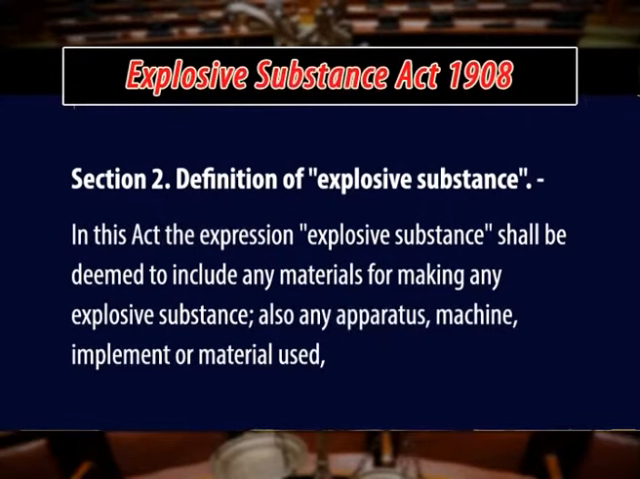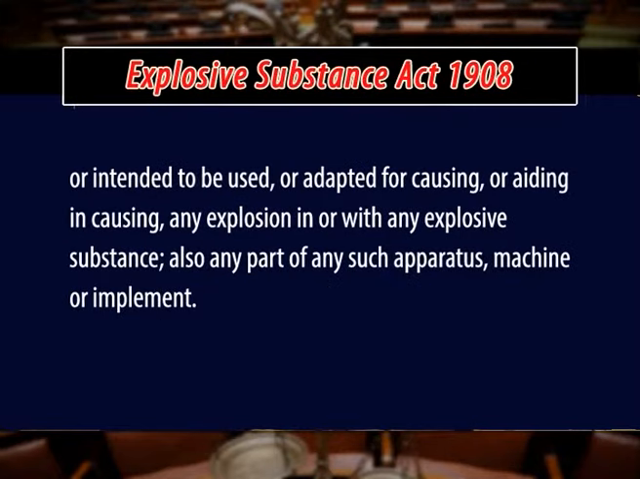In this part, we will discuss the definitions of some words as defined in the Act. Section 2, Definition of explosive substance. In this Act, the expression explosive substance shall be deemed to include any materials for making any explosive substance. Also, any apparatus, machine, implement or material used or intended to be used or adapted for causing or aiding in causing any explosion in or with any explosive substance. Also, any part of any such apparatus, machine or implement.